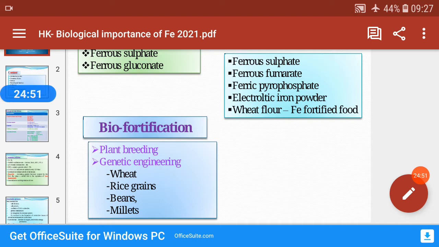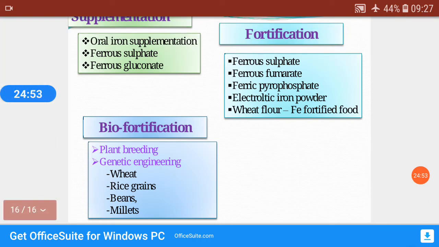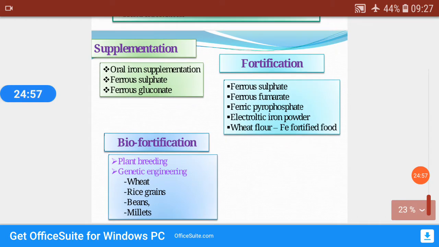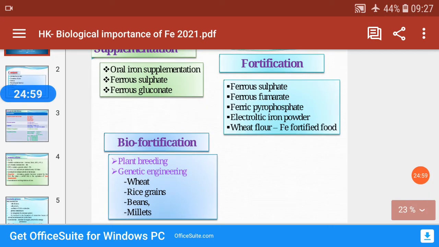Okay, so this completes the bioinorganic chemistry, and for the sake of examination, you make important points out of this material. Do not write everything, only based on the question and how many marks they are going to ask, you just make a note of those points which are very important.